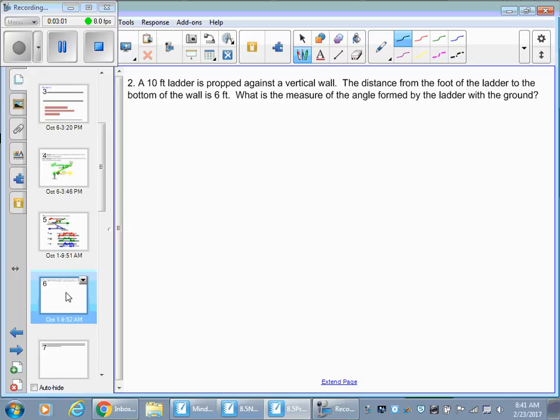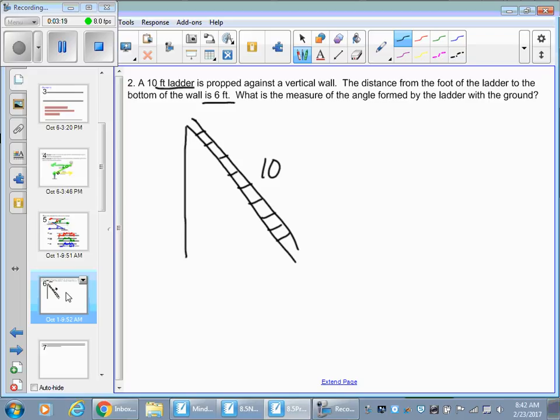A 10-foot ladder is propped against a vertical wall. Okay, so here's the wall. Here is the ladder, and it says 10 feet. The distance from the foot of the ladder to the bottom of the wall is 6 feet. So this distance right here is 6 feet. And I know that the wall is a 90-degree angle. So what is the measure of the angle formed by the ladder with the ground? That's right here.